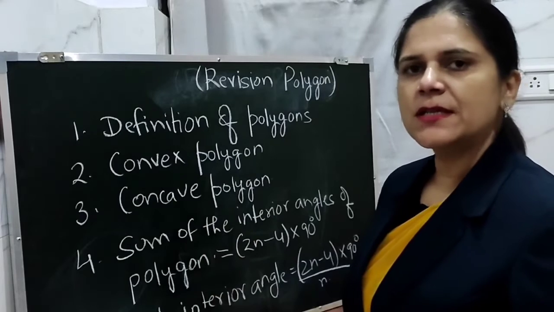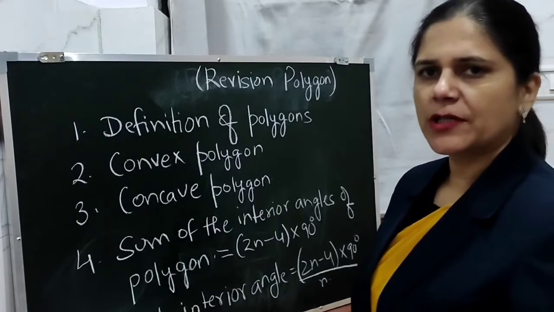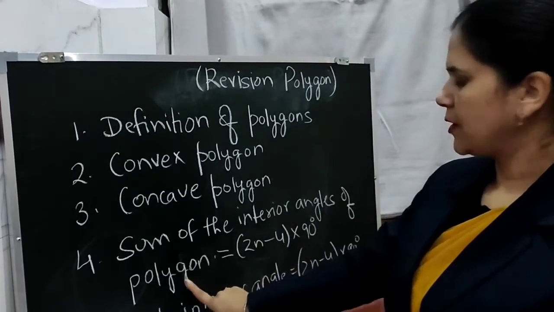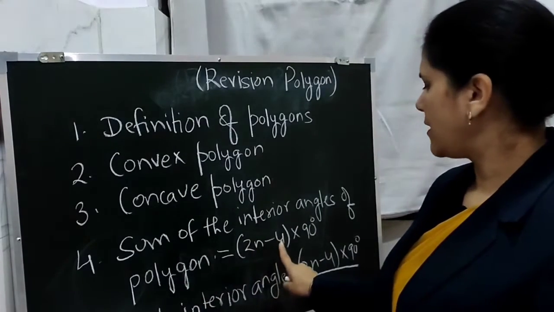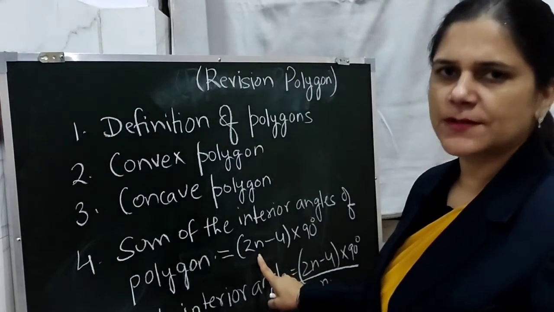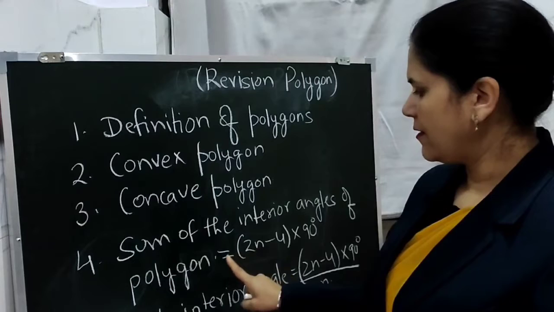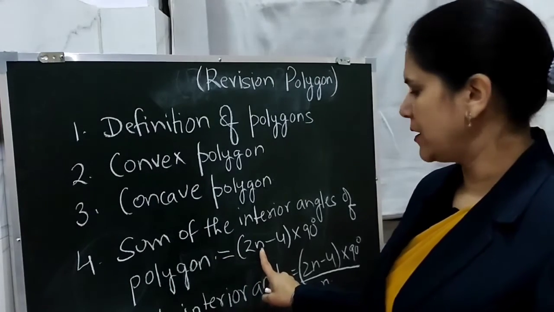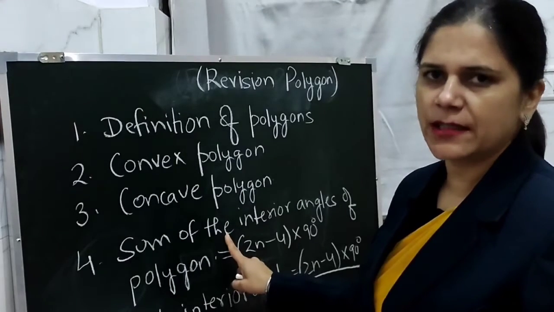Now, we'll be discussing some of the properties of the polygon here. First is the sum of the interior angles of a polygon is equal to (2n minus 4) into 90 degree, where n is the number of sides of the polygon. So, when the number of sides is given, we can substitute that value over here in order to get the sum of the interior angles.